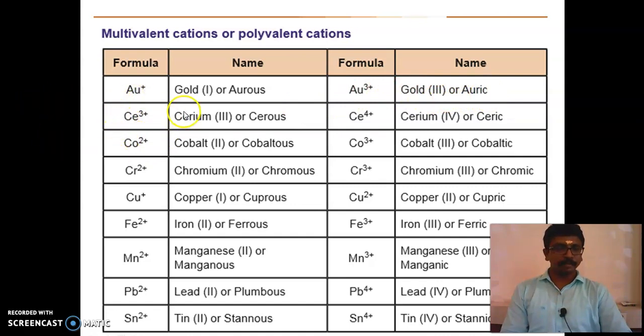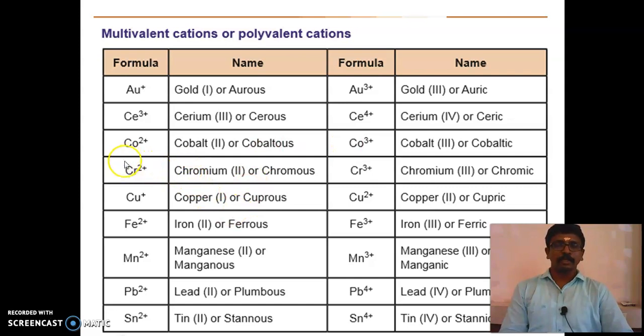And next is Ce3 plus. Ce3 plus means cerium 3 or cerous. Ce4 plus means cerium 4 or ceric. And next is Co2 plus. Co2 plus means cobalt 2 or cobaltous. And Co3 plus means cobalt 3 or cobaltic. So cobaltous Co2 plus, cobaltic Co3 plus.